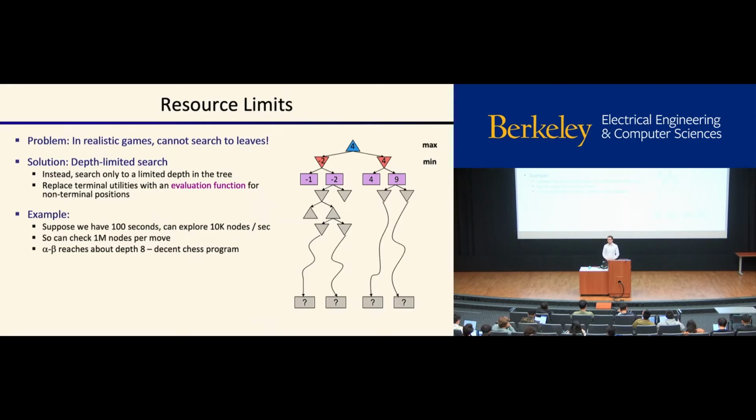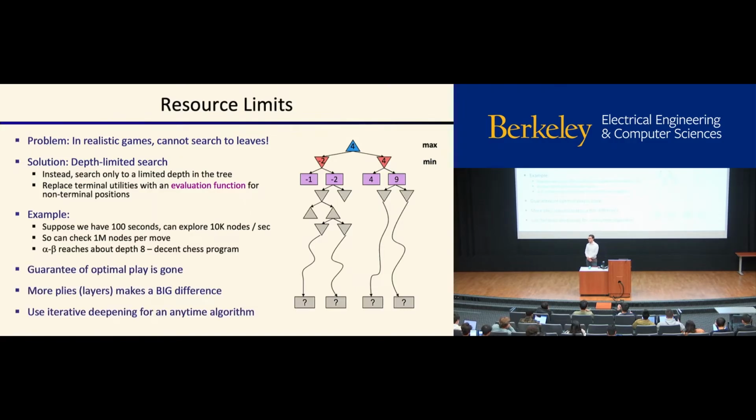So let's make these numbers concrete, right? If we have 100 seconds, and we can do 10,000 nodes per second, we can check 1,000,000 nodes per move. And so if we're playing chess, then alpha beta pruning allows us to reach a depth of about 8, which is decent, but it's not great. I mean, if a person can think 8 moves ahead, that's actually kind of good, but those aren't always the most useful 8 moves, and so there's a question of how we can improve this.